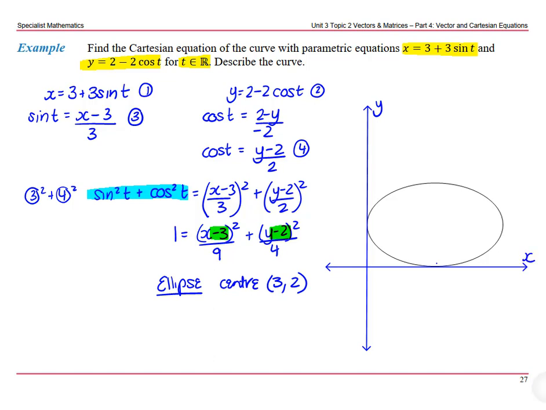Okay, so I've cheated slightly. Our center is 3, 2. So that's 3, there's 2. Now, the 9 that's here tells us the distance between our center and the outside of our ellipse. So square root of 9, which is 3. So that's why this is 0 and this point here would be 6.